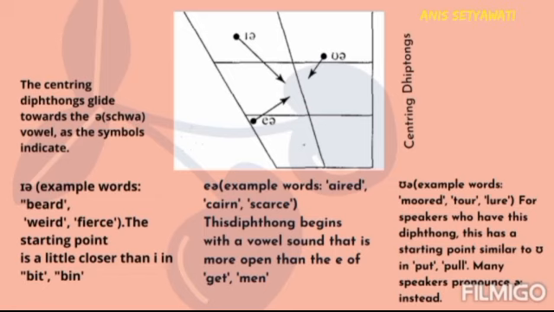eə. Example words: haired, cared, scarce. This diphthong begins with a vowel sound that is more open than the e of pen, men.